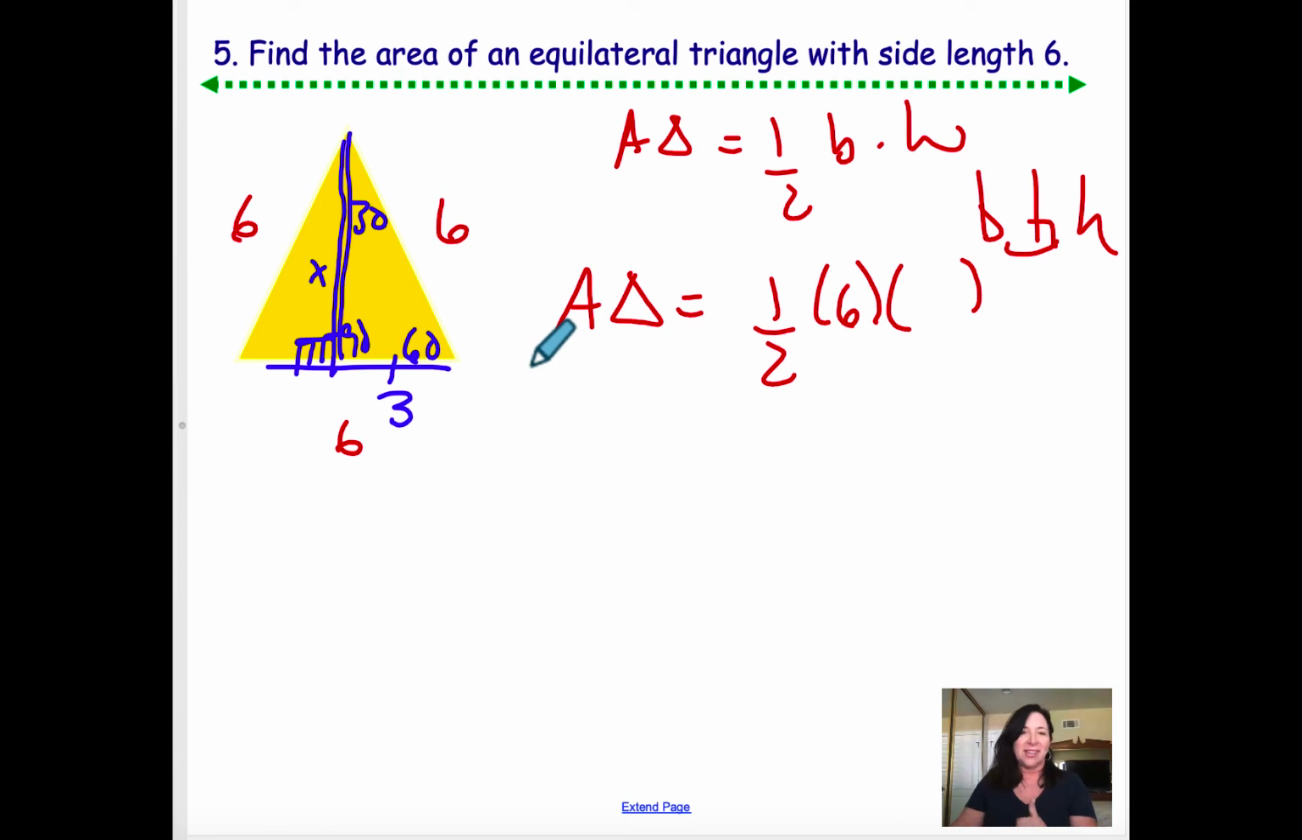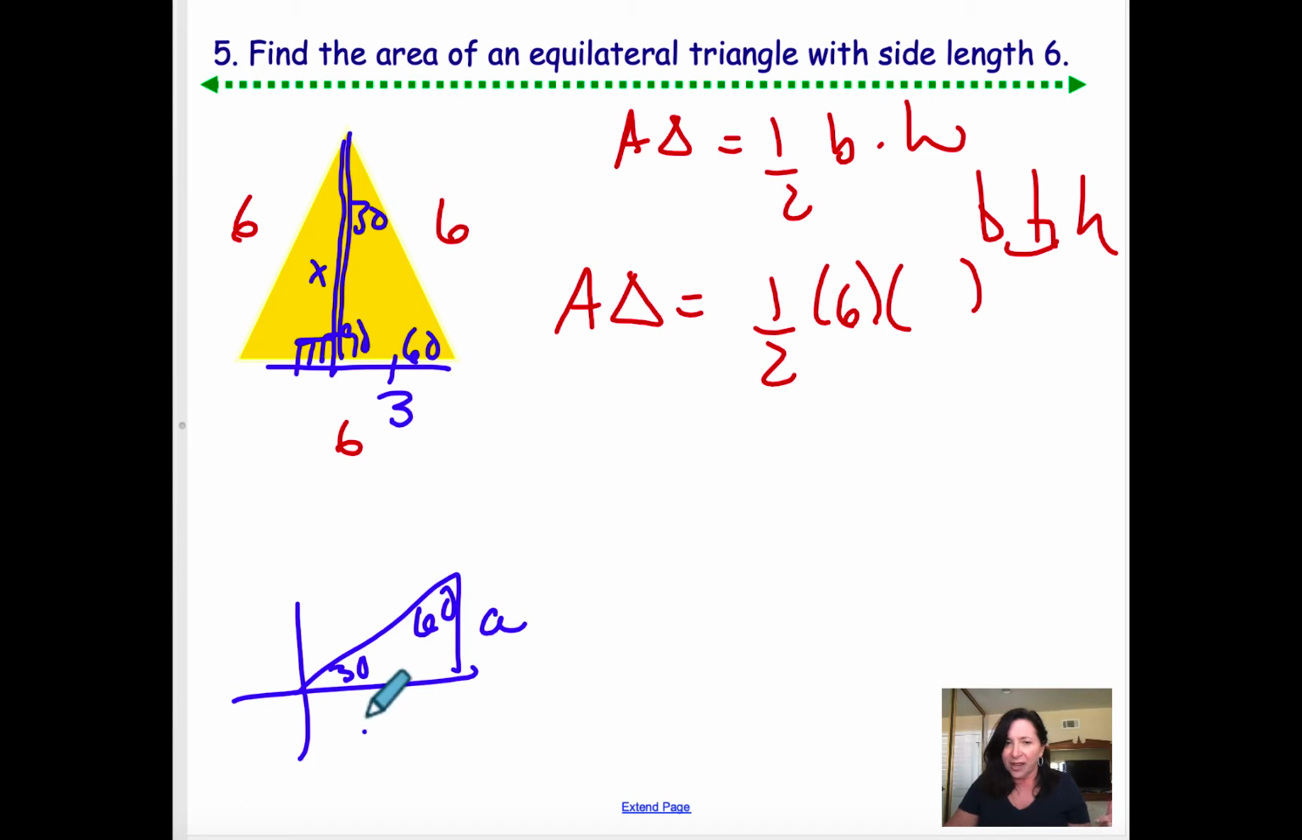That's a 30-60-90 triangle. Remember what we talked about in class the other day. Opposite the 30-degree angle is A. Opposite the 60 is A root 3. And opposite the 90 is 2A.